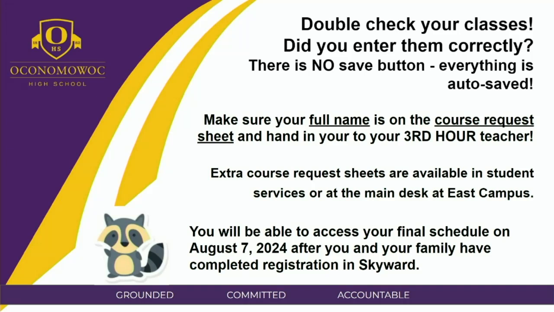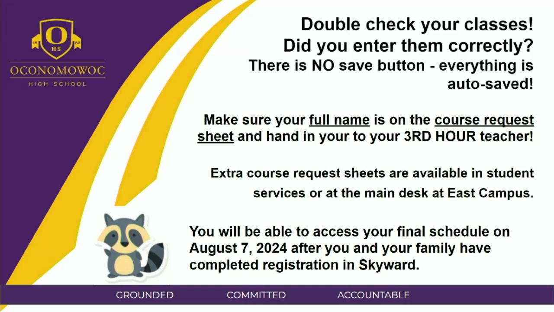And double check too on your checklist. Make sure your full name is on the course request sheet and hand it in to your third hour teacher. If you forgot to bring that today, you can still turn them in to student services. We have extra ones that are being routed today in the hallways, so you can grab a copy and fill it out. We would like to have one of your guardians sign that. Please note, though, that guardians can also see what you request in Skyward this year. So if they didn't get a chance to sign it, please just drop it off in student services, and then you can double check it in Skyward.